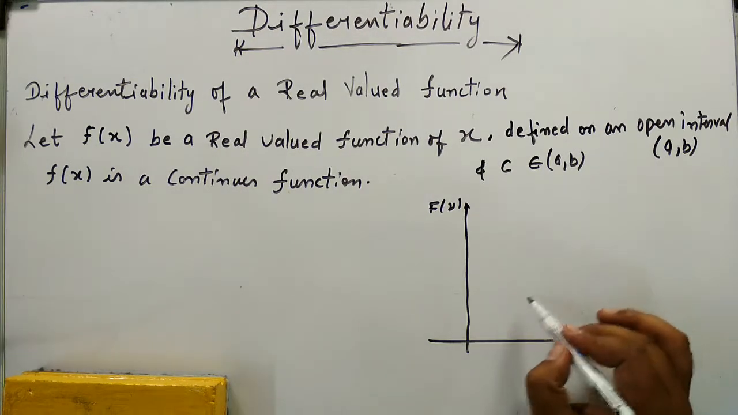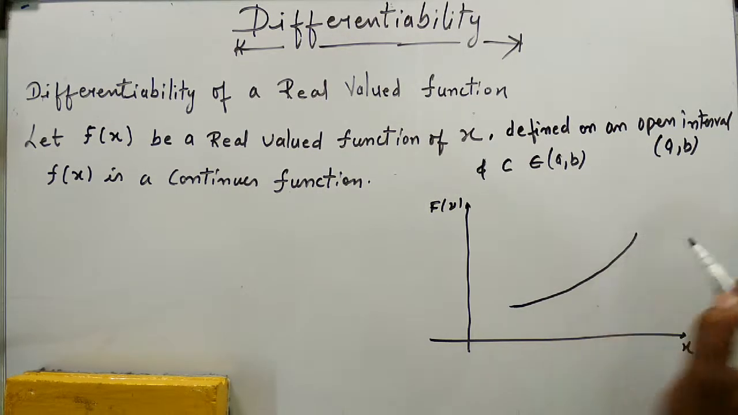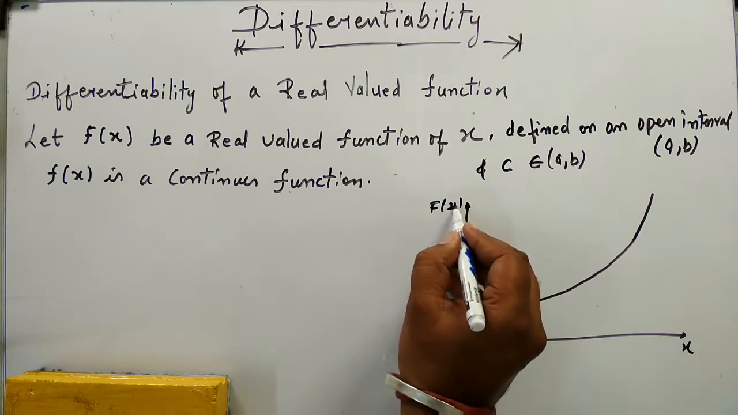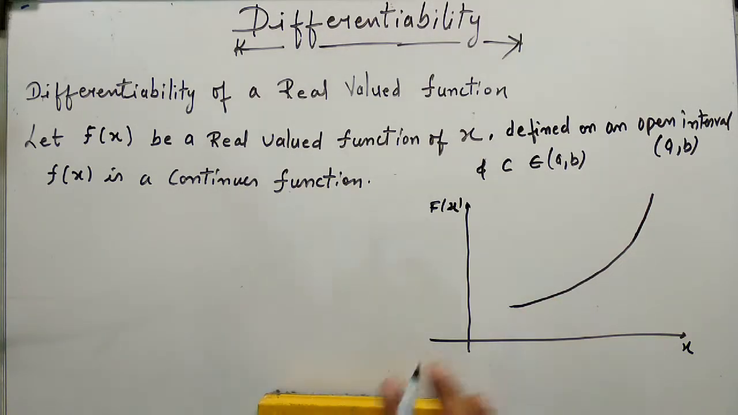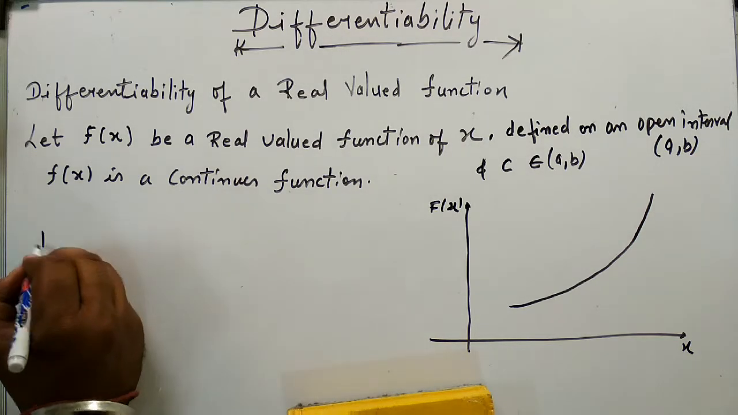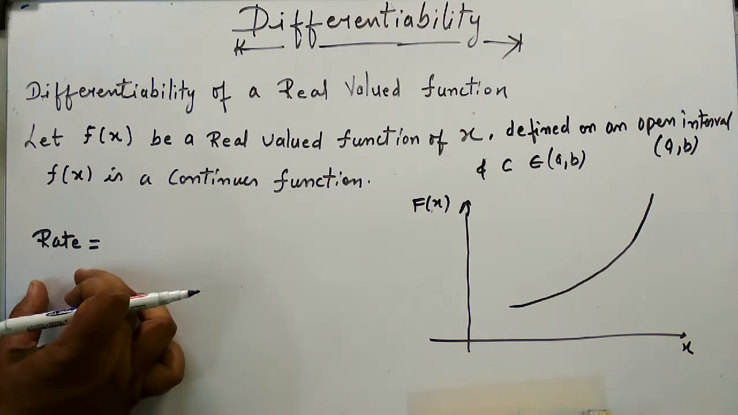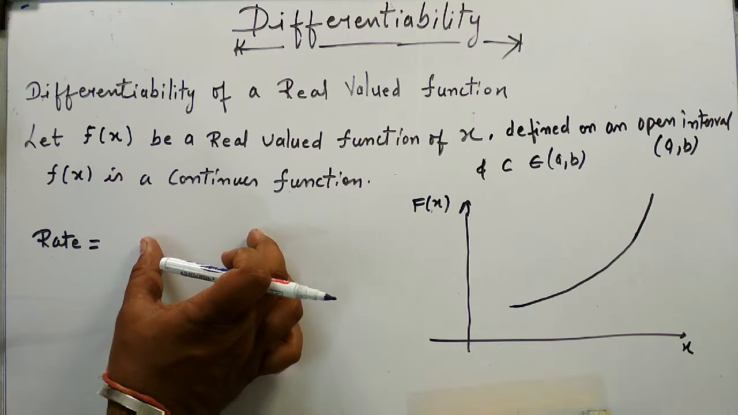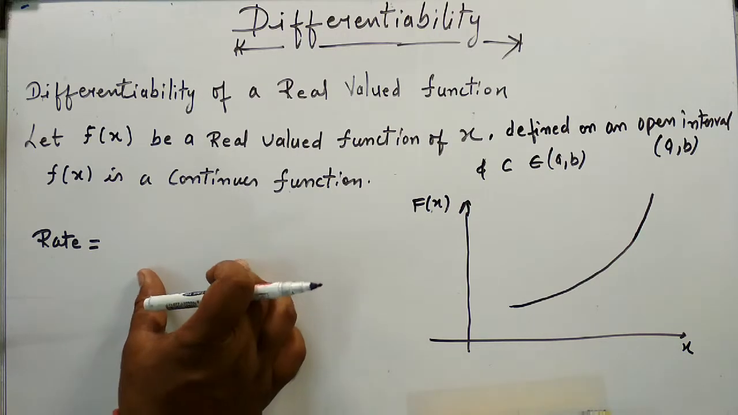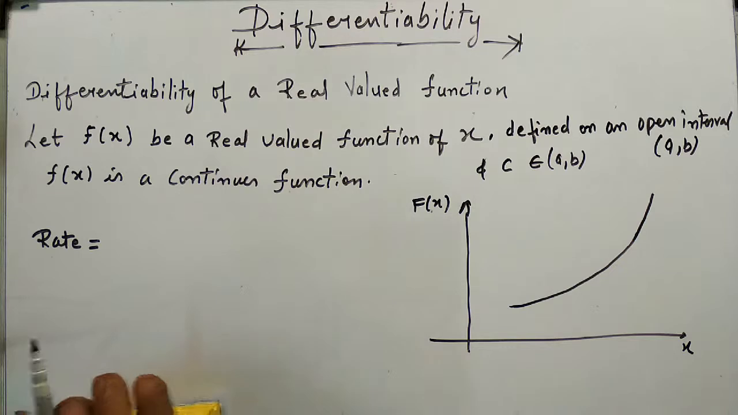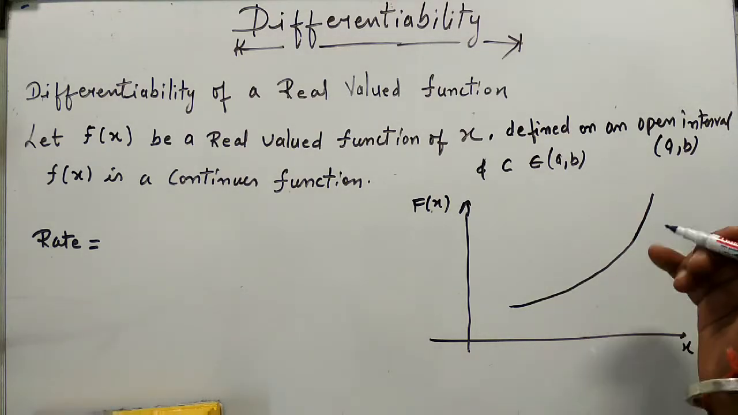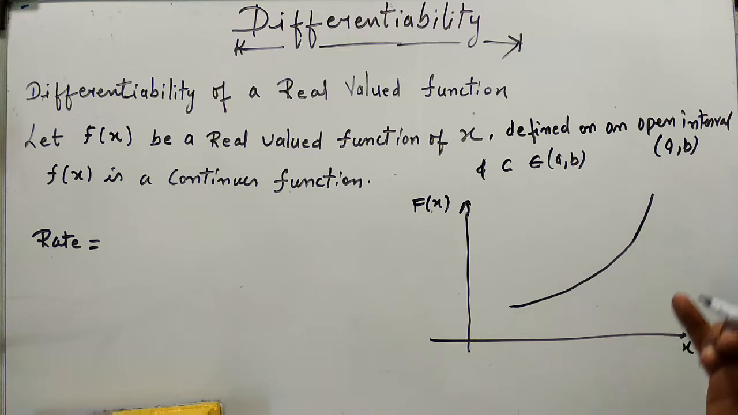Let's suppose that this is the graph of f(x). First we are going to discuss what is rate. So rate gives us information how much one quantity is changing with respect to another quantity. Like we have to see the rate of how f(x) is changing with x.